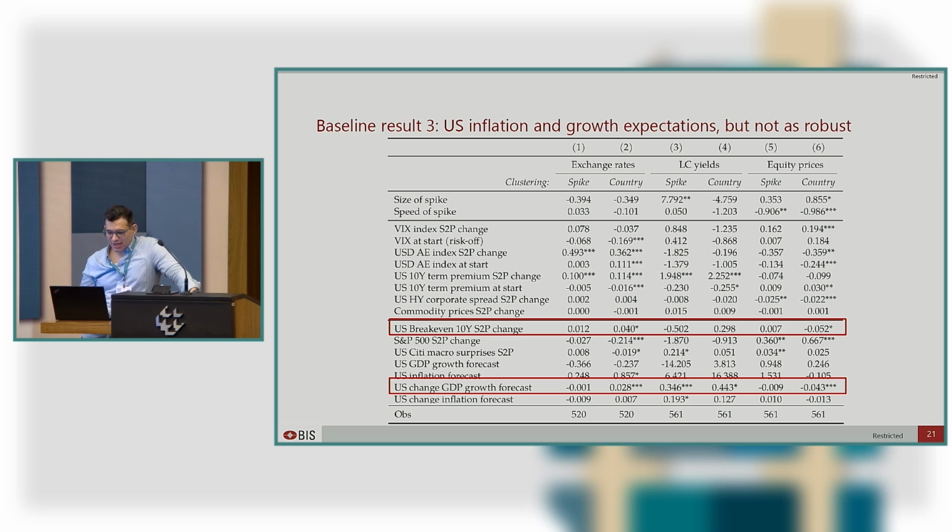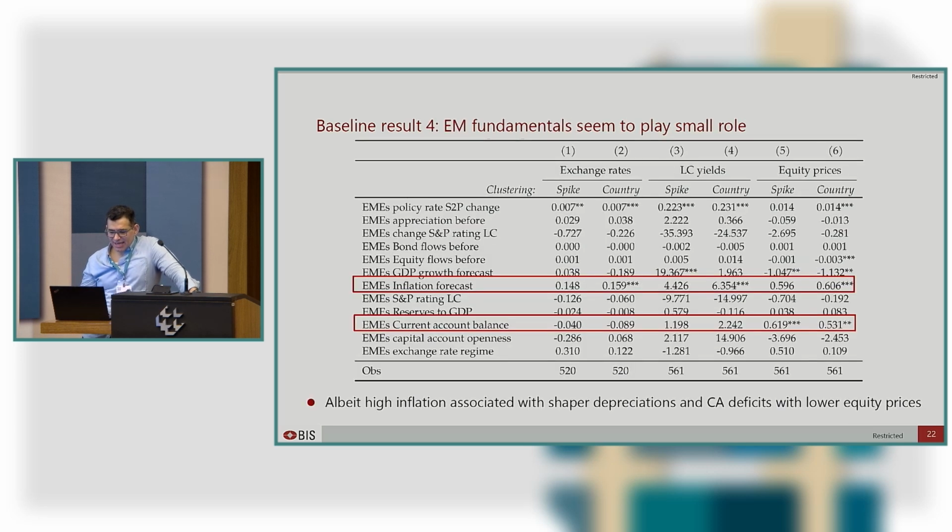The third result is that for each one of these asset prices individually, break-even inflation in the US also seems to matter, and also the changes in growth forecasts in the US. For emerging market fundamentals, it seems that none play an important role beyond the inflation forecast.